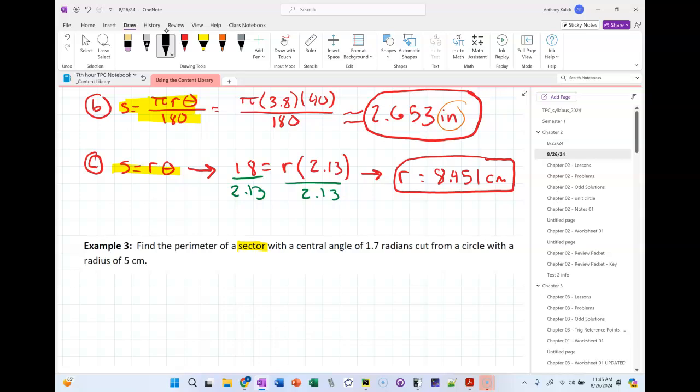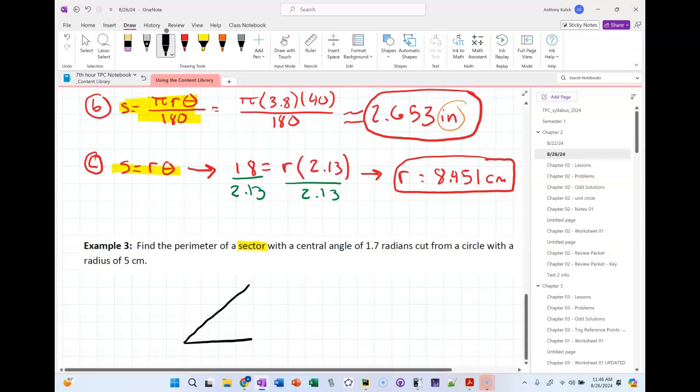Yeah, it's like a slice of pizza, right? So if you have your round pizza, not the Detroit style pizza, the round pizza, and it's cut up into 8 slices or whatever, each slice would be a sector. Everybody's cool? Very good.